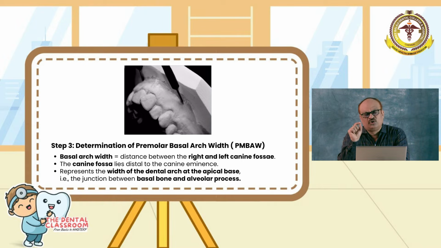If you are not able to find this fossa, usually you have to mark the deepest point of the canine fossa. If you are still not able to find it, sometimes you can measure 8 millimeters from the gingival margin and mark it as PMBAW on one side and PMBAW on the other side. Now measure the width of PMBAW from one side to the other. This is nothing but the diameter of the base. Now you have measured the premolar diameter, the diameter between the pillars. The pillar should not extend beyond the base.